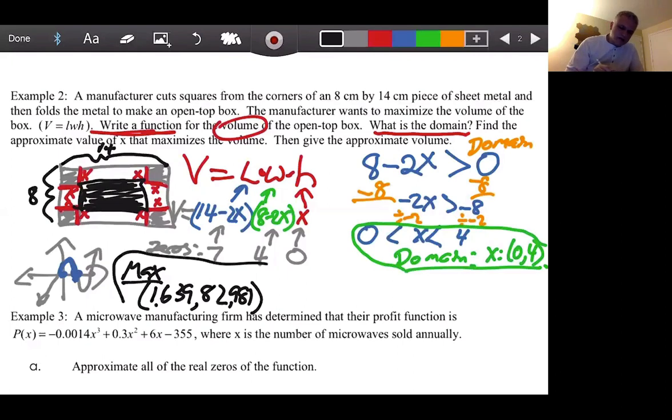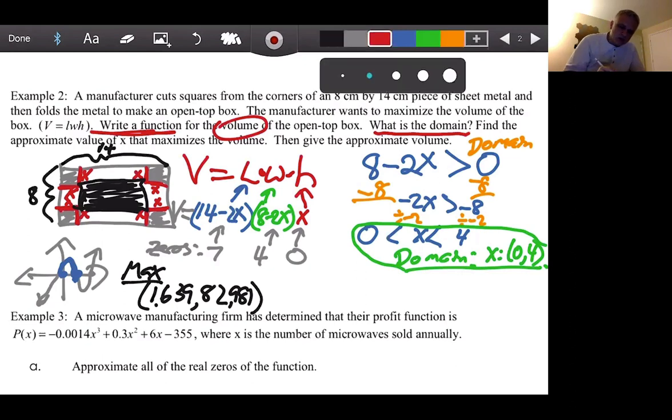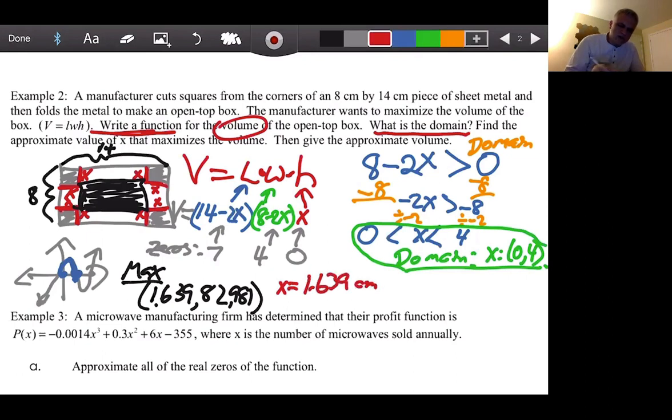Okay, so here is our maximum point, 1.639 for my x coordinate. Now remember what my variable was here. It was that x. So that is the length of one side of the squares that you cut out. Okay, so x is going to equal 1.639 centimeters. And then what was the 82.981? Well, that was the V of x. That's the volume. So the maximum volume is 82.981. Okay, so centimeters, length times width times height. Centimeters times centimeters times centimeters is centimeters cubed.